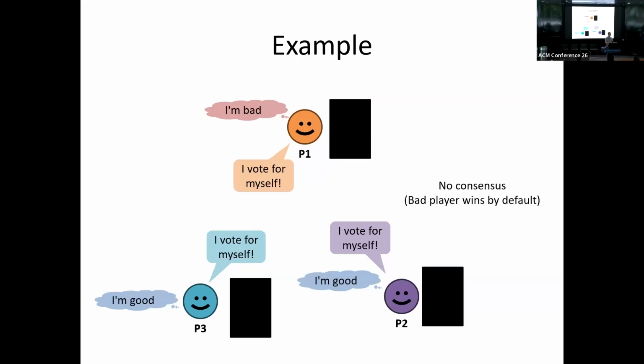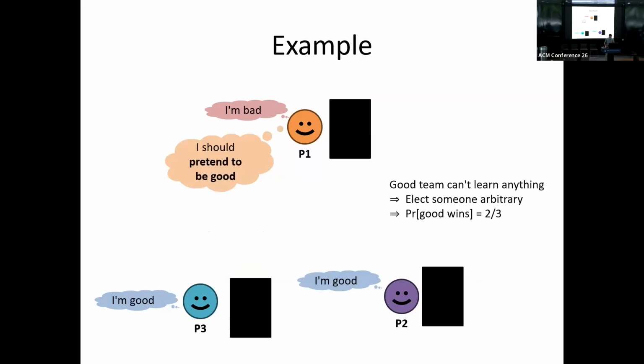In some sense, this game is kind of trivial, in the sense that there is a perfect symmetry between the players, and if you're a bad player, you can perfectly imitate what a good player would do, and then the good team basically can't gain any information. So the value of this game is... anybody? 2/3. Good. So yes, the good team can't learn anything. The best thing to do is just select somebody arbitrary and you get 2/3.